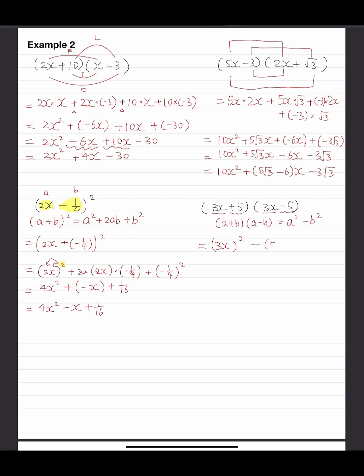So minus 5 squared. Okay, again, 3x squared is not 3x squared, it's going to be 9x squared because 3 has to be squared as well. Okay, minus 5 squared, which is minus 25. And this is the simplest. This is how we expand the brackets, collecting the like terms.